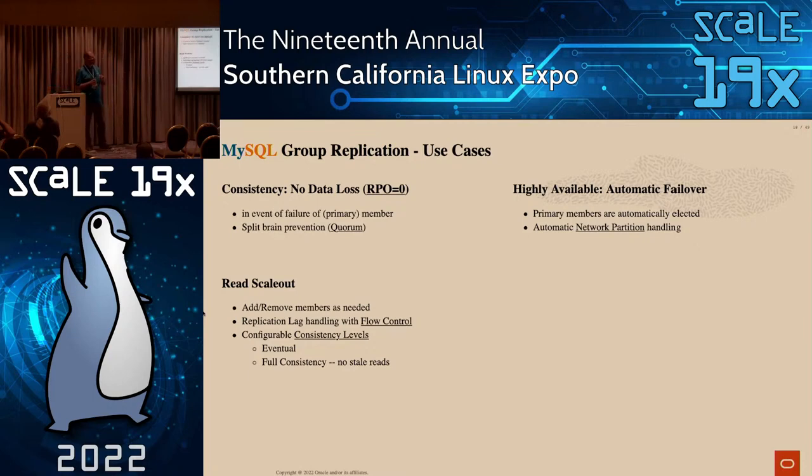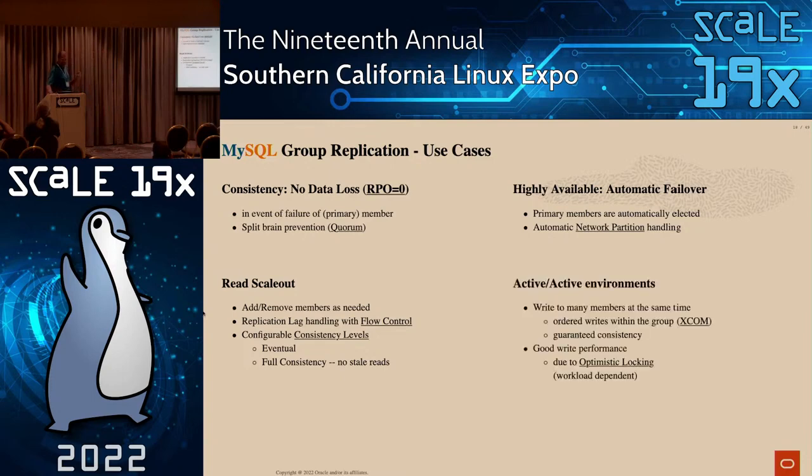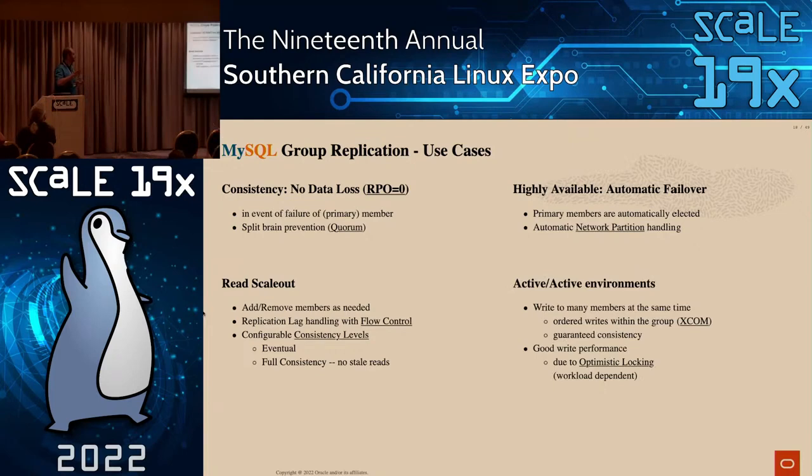There are 20, 30 settings to control that. If a secondary is lagging behind, the primary will start slowing down the throughput. How much it delays, all of this, you can configure with those flow control settings. The consistency levels I briefly mentioned. You can do active-active, but you need to be careful with the workload. The cascading foreign keys are a problem. Doing a lot of DDLs will pose a problem, so that's important.